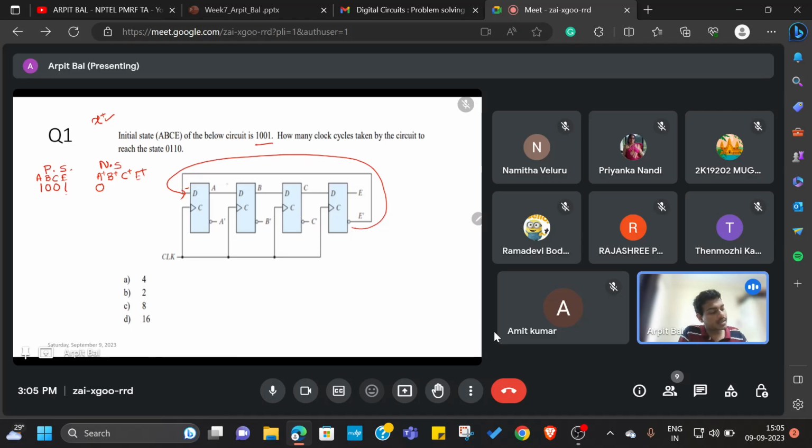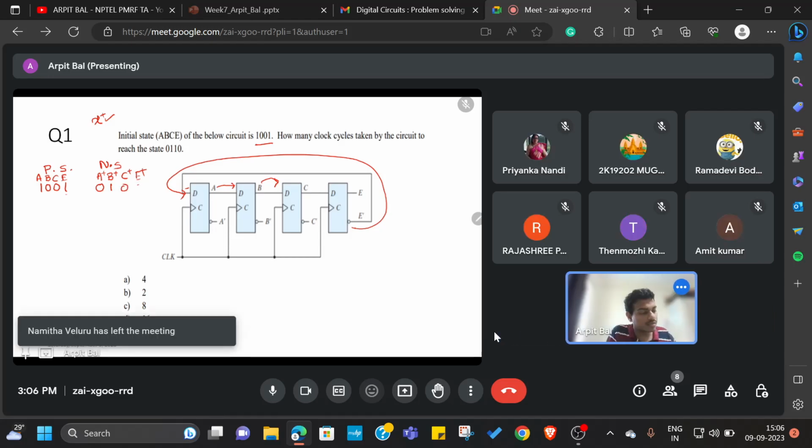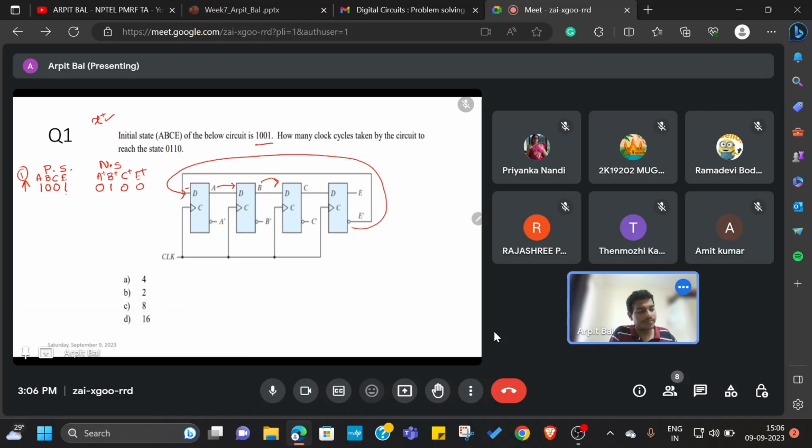Then similarly in the next state, the previous value of A goes to B. The value of A is 1, so B plus will be 1. Similarly the value of B will go to C. Whatever was the present state will move as it is to the next state in this fashion: B will go to C, C will go to E and A will go to B, right? So this is what happens in the first clock. Let me call it 1.